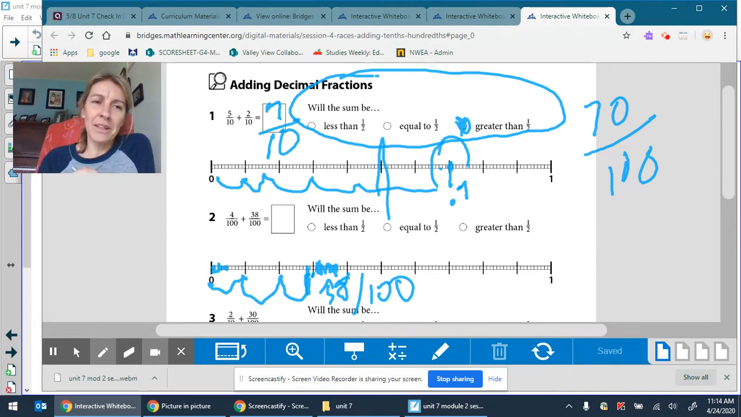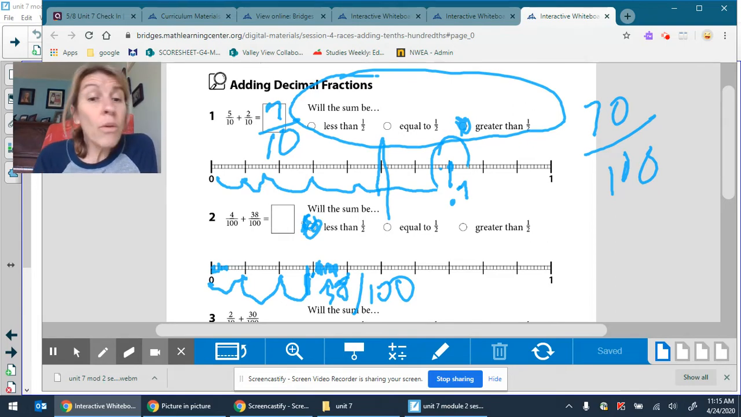But that's 38 hundredths. Okay, so just to get an idea of where they're at on this number line, will the sum be less than 1/2? If I'm adding this plus this point, seems like here's the halfway point right here. Seems like if we only add 4 onto this, it definitely is going to be less than half. It's going to be right here. The sum will 100% be less than half.